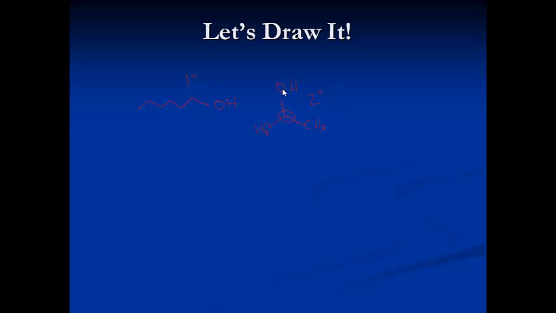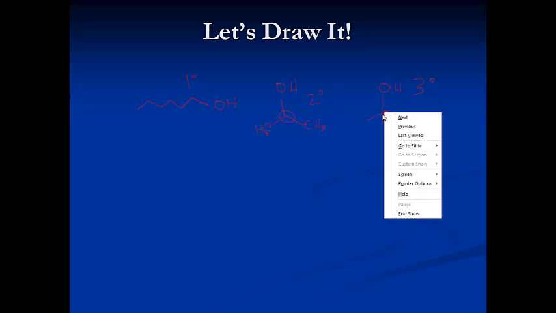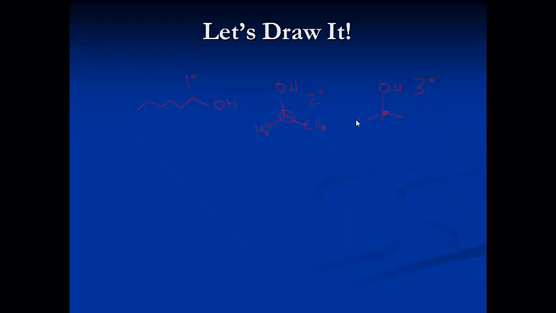So the carbon where the alcohol is bound has two carbons attached to it, so we call it a secondary alcohol. And then over here, OH, this is what we call a tertiary alcohol, right? The carbon that the OH is bound to has 1, 2, and 3 carbons attached to it. So this central carbon has 3 carbons attached to it, so it's tertiary.